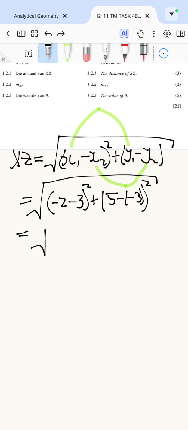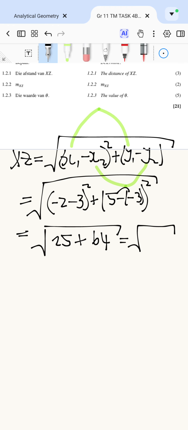Okay, -2 minus 3 is -5. -5 squared is going to give me a 25. Minus is going to give me plus. 5 plus 3 is 8. 8 squared is 64. If I add these, it's going to be the square root of 89. So let's leave it at that. I would want to say 89 units because it is a distance that I'm finding. Although if I don't say units, it's not going to be too much of a big deal. Okay, but you are finding a distance.